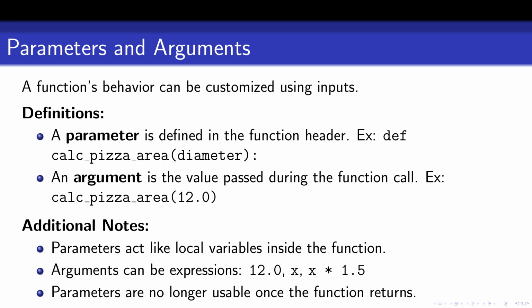Inside the function, the parameter behaves like a local variable, and once the function returns, the parameter is no longer accessible. You can also pass in expressions as arguments, such as x * 1.5, which are evaluated before the function is called. Understanding how parameters and arguments interact is key to writing flexible, reusable code that responds dynamically to different inputs.